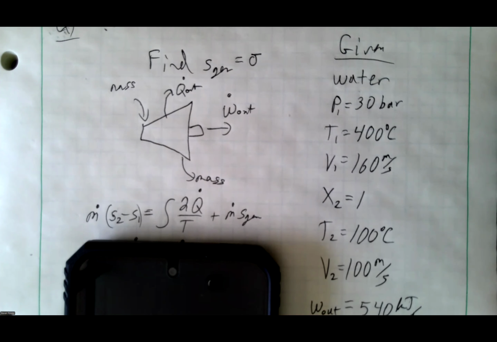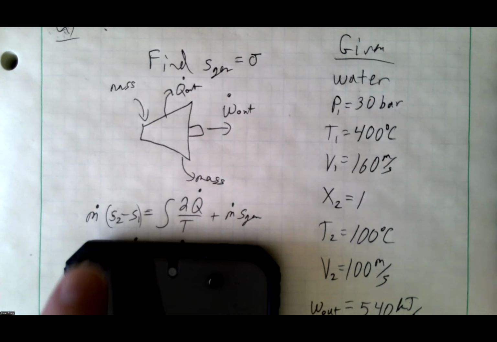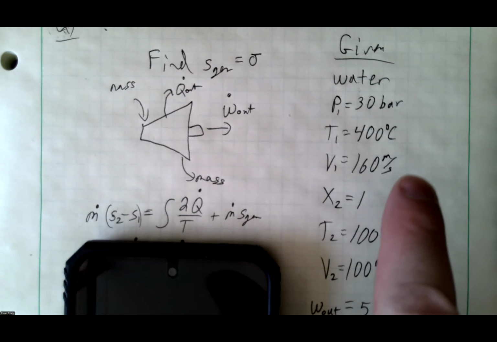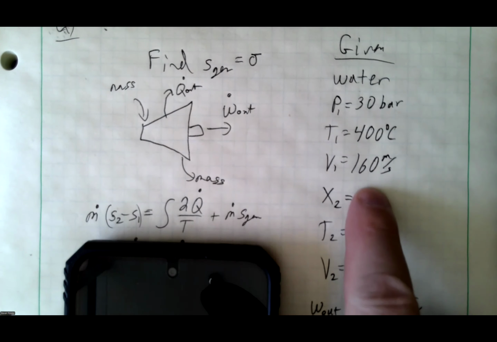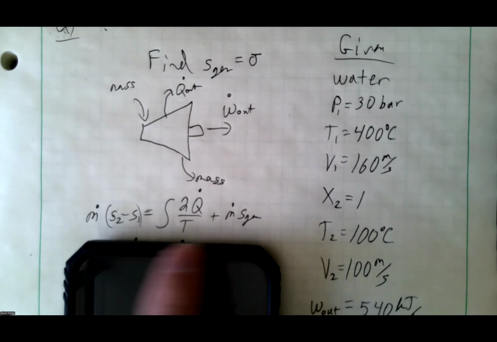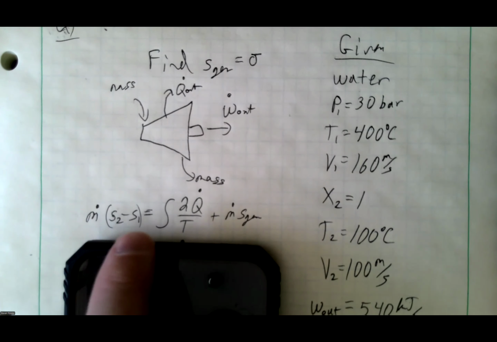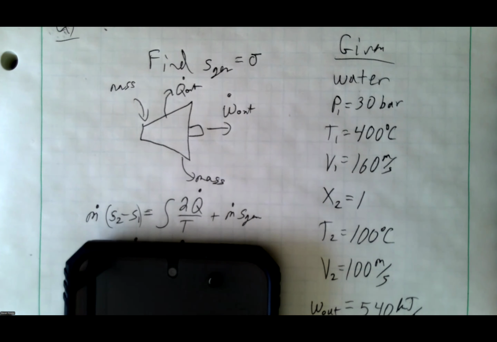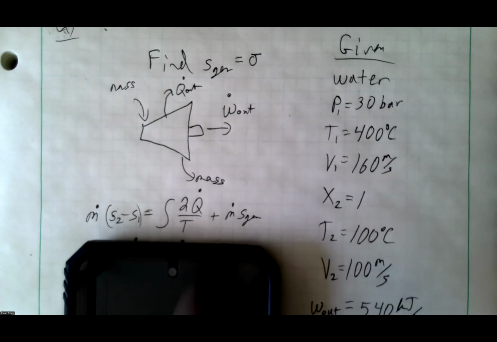Now we simplify this. If we look at this and say, okay, what do we know here? Well, I know state one and state two. I know P1, T1, I know X2, T2. So I know S1 and S2 because it's water, so I just look these up in the property tables. I don't know m dot, but everything in the problem is actually being asked per unit mass. I'm looking for s gen. I need to quantify this.